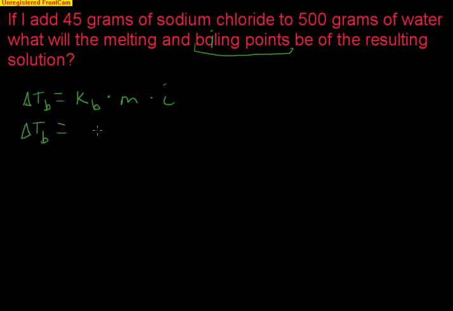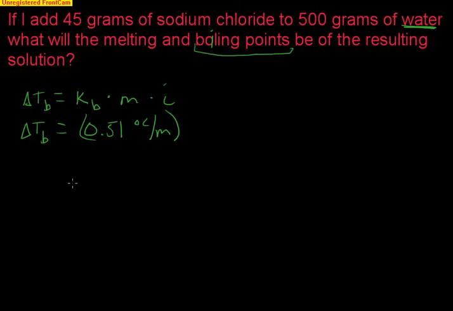Delta T B is equal to, now K was a constant. The constant of water, because this is the particular solvent that we're using. Each solvent has a different constant, but because we're using water, the particular boiling constant for water is 0.51, and the units on the K are degrees Celsius per molal. We'll put that into parentheses because we're going to be multiplying here.